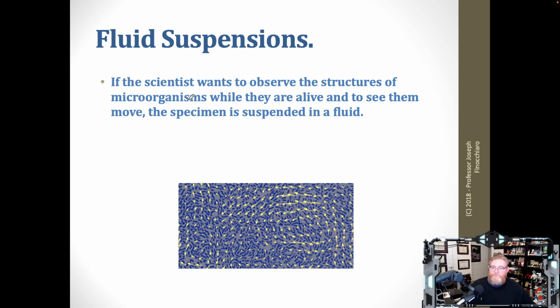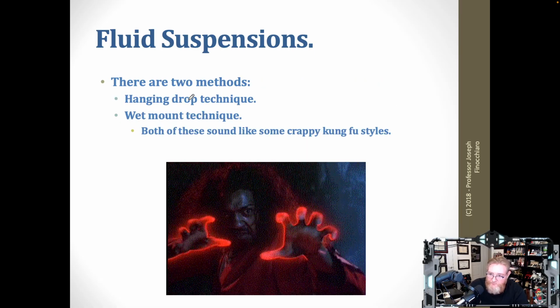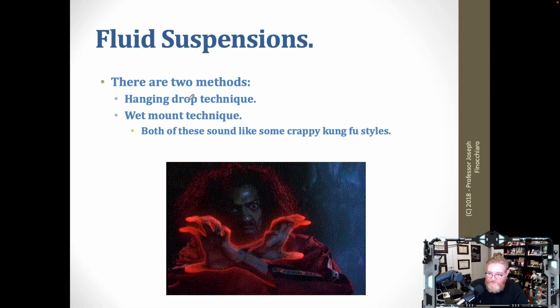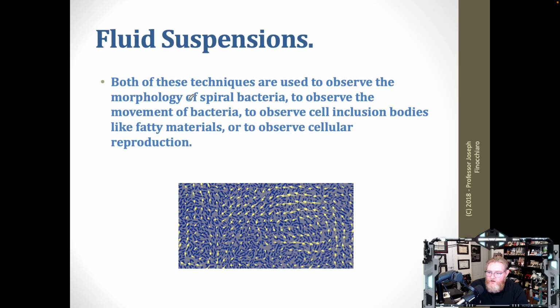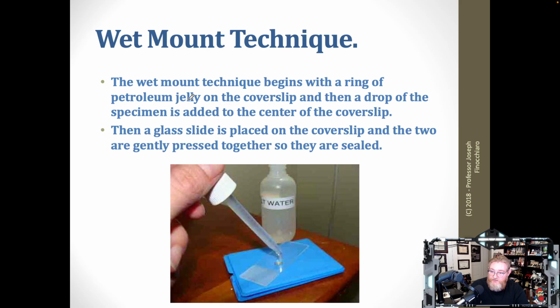Fluid suspensions. If the scientist wants to observe the structures of microorganisms while they are alive and to see them move, the specimen is suspended in fluid. And there are two methods, the hanging drop technique or the wet mount technique. Both of these techniques are used to observe the morphology of spiral bacteria, to observe the movement of bacteria, to observe cell inclusion bodies like fatty materials, or to observe cellular reproduction.